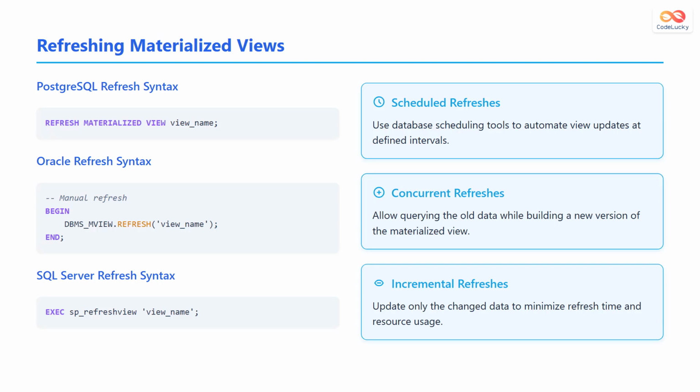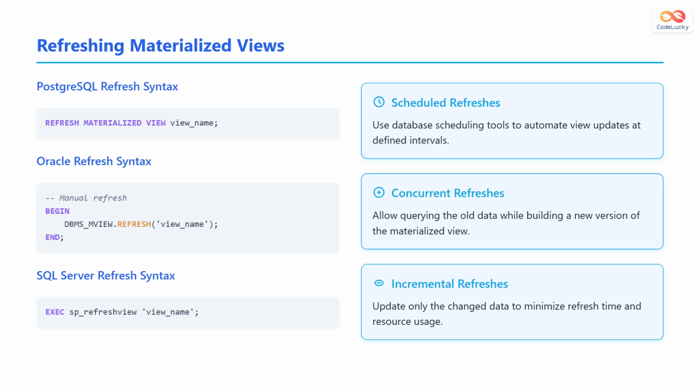Refreshing a materialized view is essential to keep the data current. Here are a few syntaxes depending on your database. For PostgreSQL, the refresh syntax is quite straightforward: REFRESH MATERIALIZED VIEW followed by the view name. In Oracle, you can manually refresh the view using the DBMS_MVIEW.REFRESH procedure, passing the view name as a parameter. For SQL Server, you use the EXEC command followed by sp_refreshview, again specifying the view name.